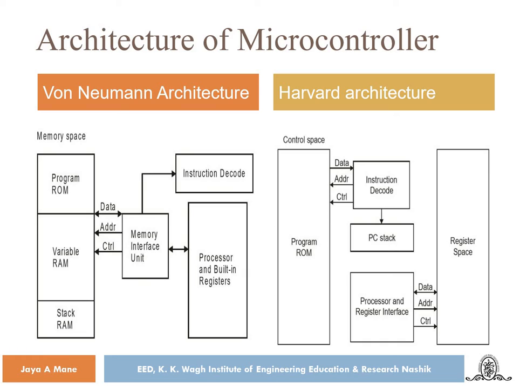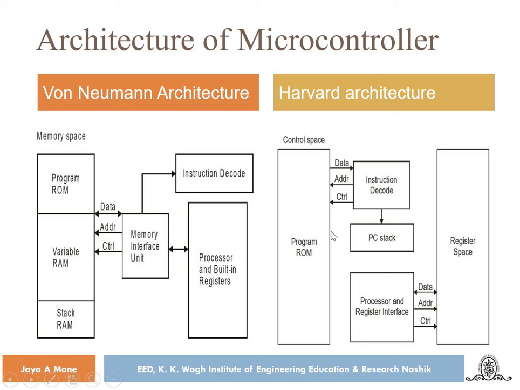So if you could see, there are two architectures available to us. The first is the von Neumann architecture and the second is the Harvard architecture. These are named after the scientists who developed them. The von Neumann architecture is the one where the ROM and the RAM are placed in the same memory space. So there is no separation between the ROM and the RAM.